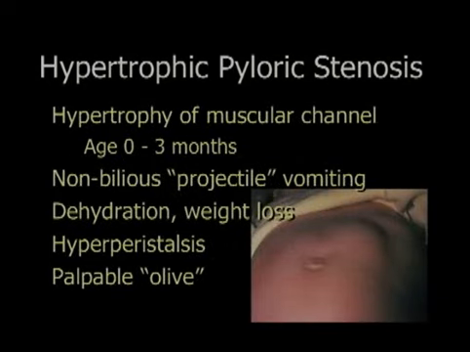Pyloric stenosis is hypertrophy of the muscular channel, and it really occurs between the ages of 0 and 3 months, most commonly around 6 to 8 weeks. These children present with non-bilious, projectile, forceful vomiting. If it's gone on for a while, they may be dehydrated, have weight loss, poor urine output. In a more advanced case, you can see hyperperistalsis, as in this child here. You can see waves of contraction across the abdomen, and occasionally you can actually feel the hypertrophied pyloric muscle, which is referred to as an olive.